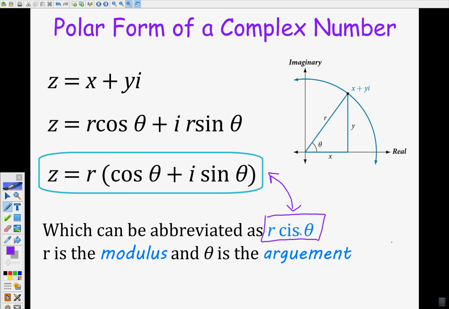And as you guys know in math, for the most part, we usually like the shortest amount of writing. R is considered the modulus and theta is considered the argument. I really don't stress about knowing those terms. I'm just putting them out there in case somebody throws them at you, so you've heard them or seen them before.